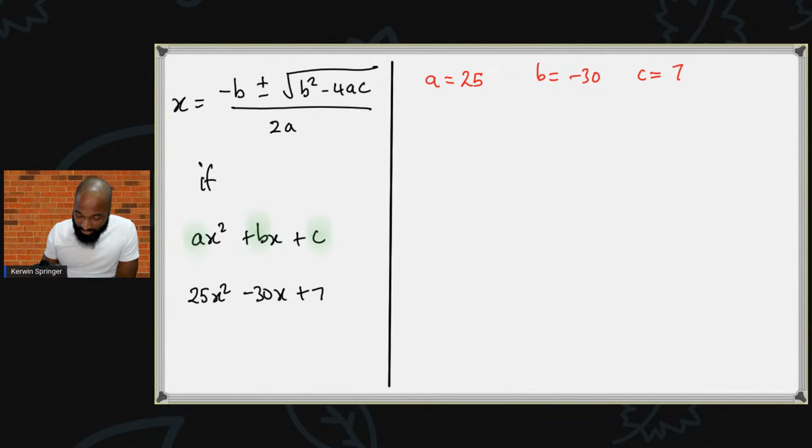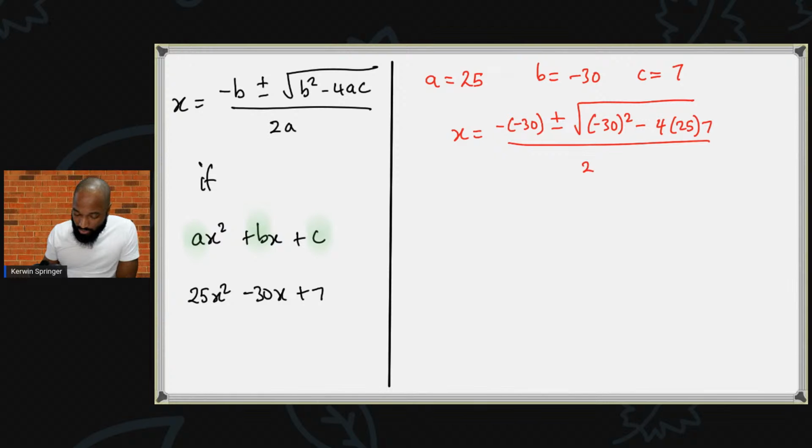So we'll have x is equal to minus b, so that's negative 30, plus or minus the square root of b squared, which is negative 30 squared, minus 4 by 25 by 7. And then we're going to divide this by 2 by 25 for this equation, using these coefficient values. We just substitute in as we go there.